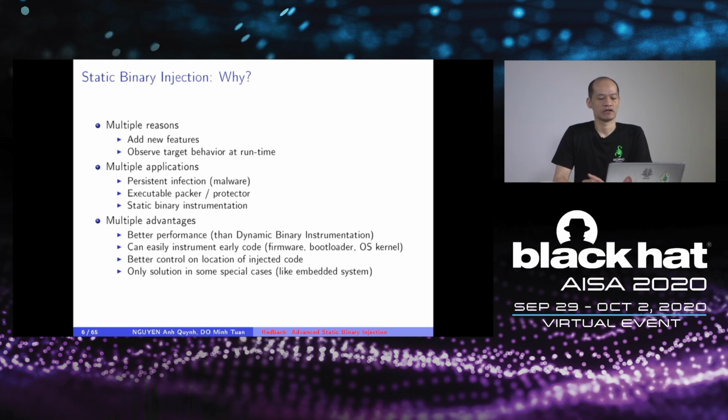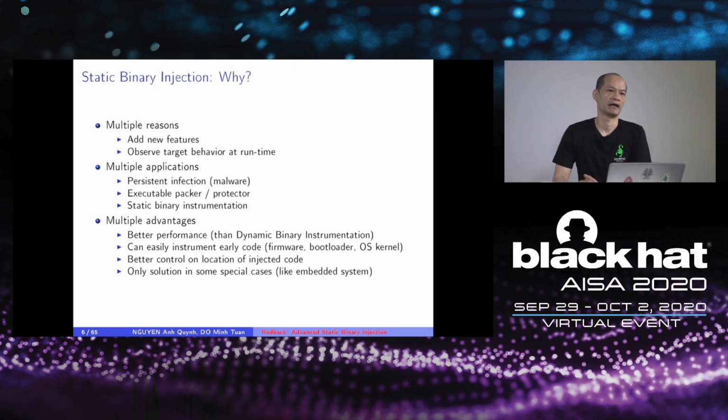Static binary injection has many applications. The first one is persistent infection, because this is what all the malware want to do. Executable packers or protectors also need to inject and modify the program. And finally, static binary instrumentation also wants to physically patch the program to inject the code into the program.